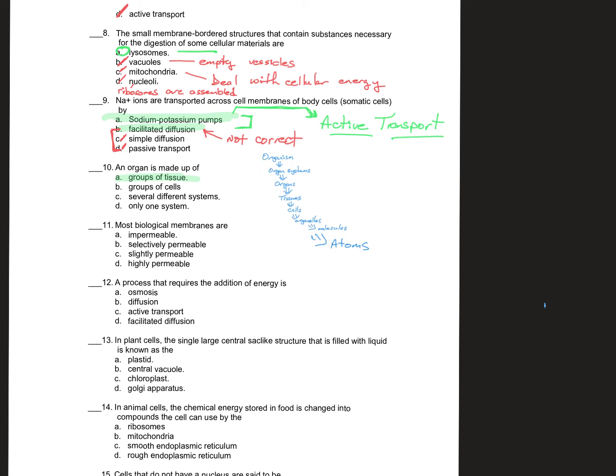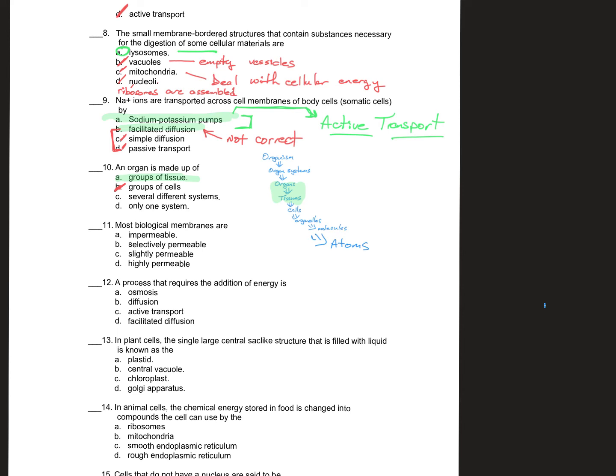Now you can go even further and start talking about niches and ecosystems and biomes, and then the biosphere, the bigger organization levels. But as far as this question, an organ is made up of tissues. Tissues are a group of cells, but that is not what an organ is made of.